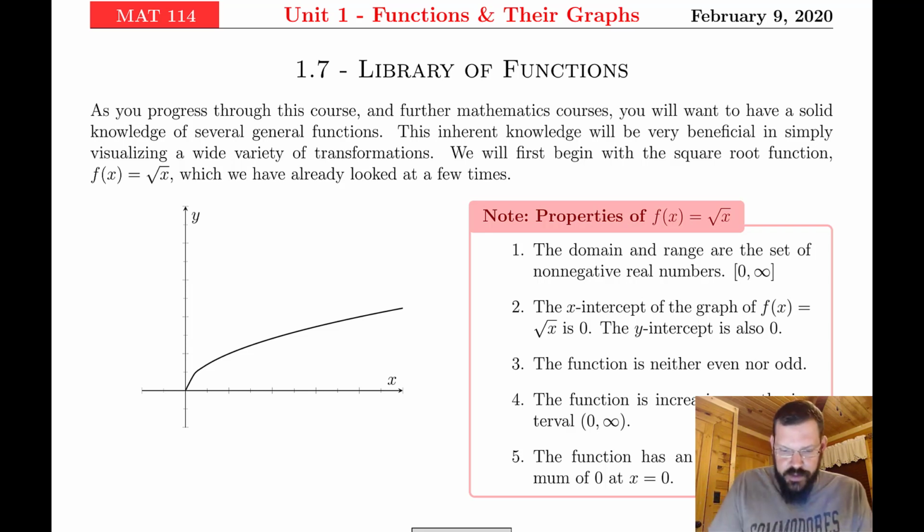The domain, okay, remember that's the x values. This function is defined from 0 to positive infinity. And it has an x-intercept at the origin of (0, 0). It's neither even nor odd because there is no other component of this graph where we can express any kind of symmetry to it. And it's increasing on the interval from 0 to positive infinity. It's continuing to rise. And it has an absolute minimum at 0. We talked about absolute max, absolute mins, local max, local mins in the last set of notes.